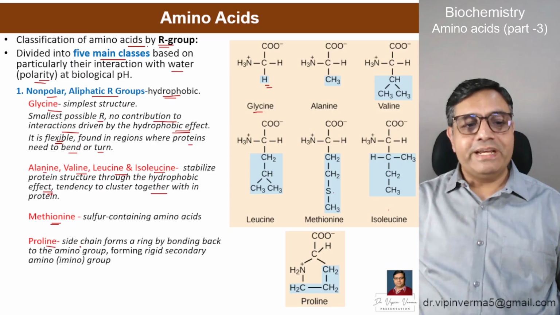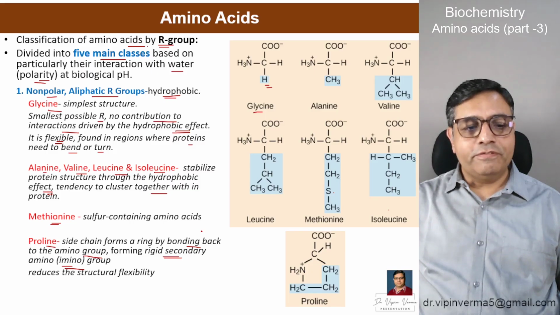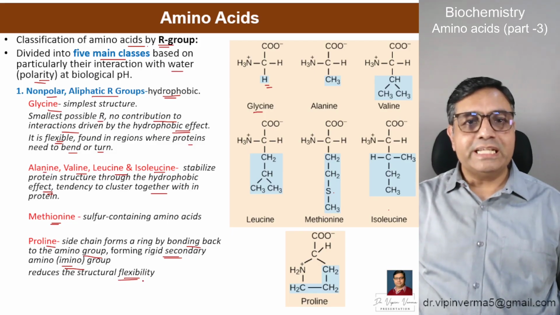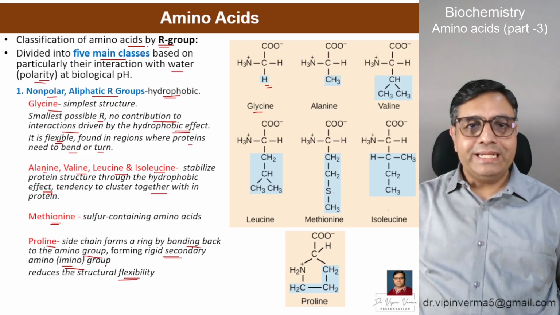Proline is again a very unique amino acid because here you can see the side chain forms a ring by bonding back to the amino group. That forms a very rigid secondary amino group structure, and we call it an imino group. So proline gives rigidity, and because of this it reduces structural flexibility. This functions opposite to glycine. Glycine is flexible while proline is rigid.